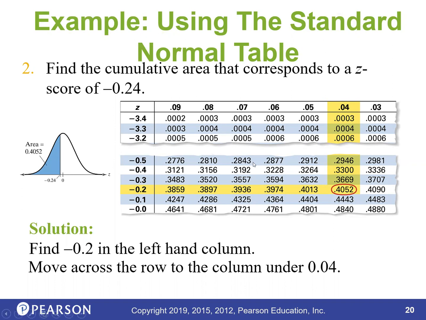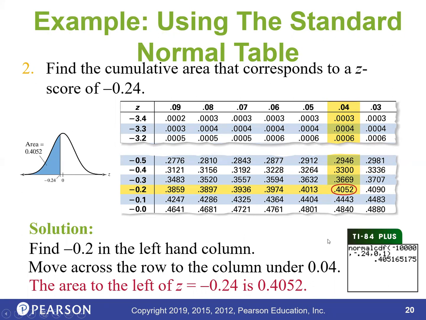Calculator wise. You should have something that looks like this. So negative 1,000 again. Punch in negative 0.24, negative 0.24, it wouldn't matter whether you do or not. And then 0 goes in for the mean, 1 goes in for the standard deviation. Paste, and voila. So this means that the table that we have is actually rounded-off answers, right?